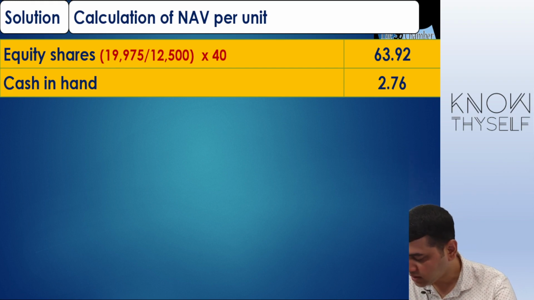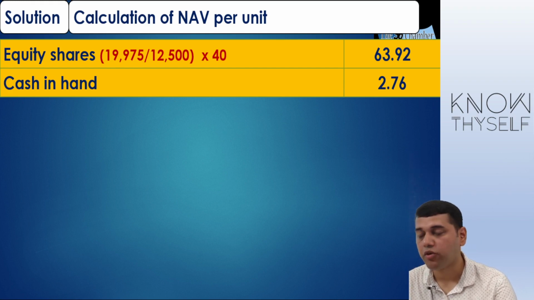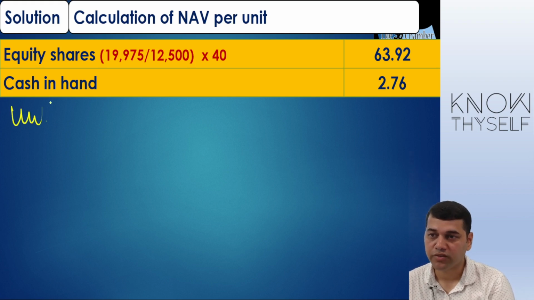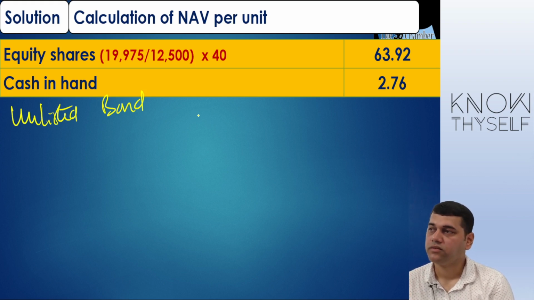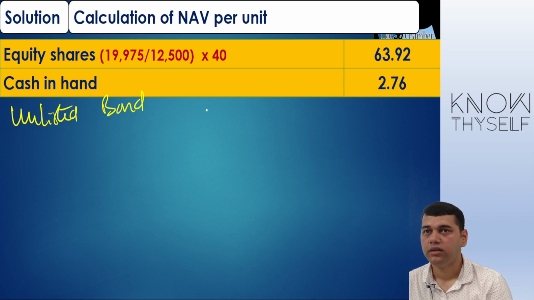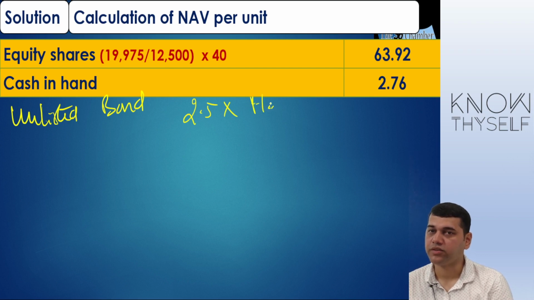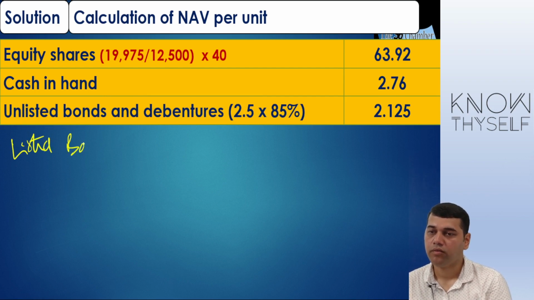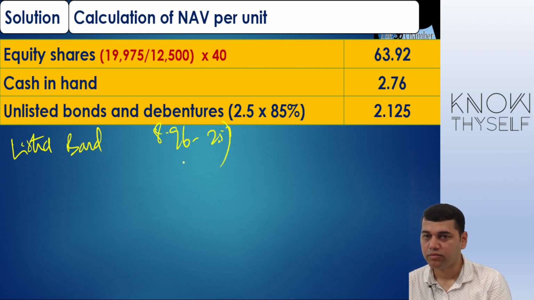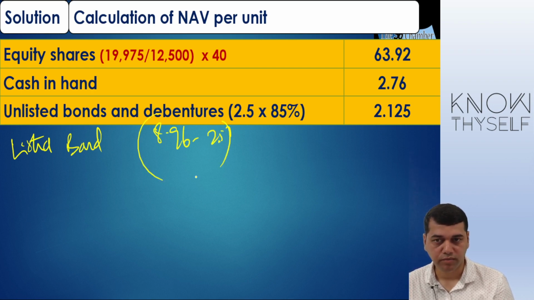Third, what about bonds and debentures, the unlisted bonds? What is the value of unlisted bonds? Diminution, right? So what is the original value? 2.5. 2.5 into 85% is 2.125. What is the value of listed bonds? They said the balancing figure remained at par, 8.96 minus 2.5. This is the original value of the listed bonds.